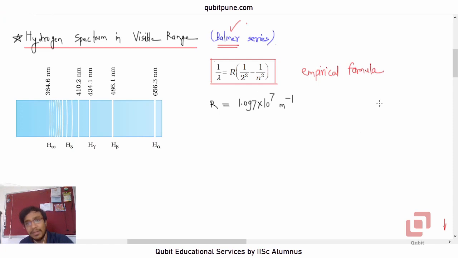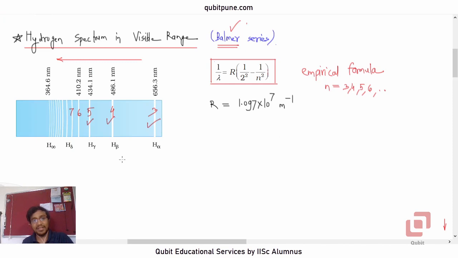What did this formula give? This formula gave the correct values of these lines: alpha line, beta line, gamma line, delta line and so on. So here we can see the decrease in the wavelengths in this direction. It's 656 nanometers here to 364.6 nanometers here. So Balmer said, let us substitute n as 3, 4, 5, 6 and so on to get these lines 3, 4, 5, 6, 7 and so on.